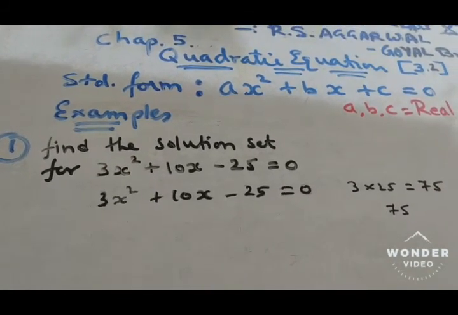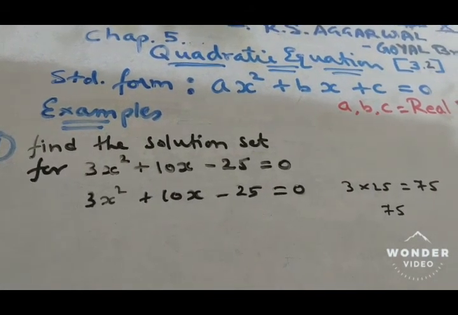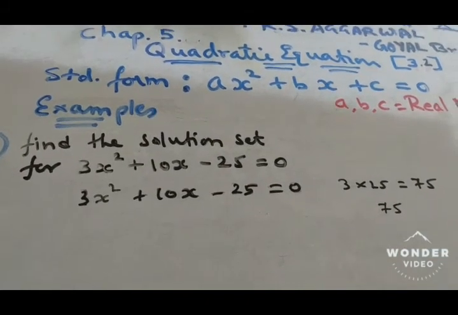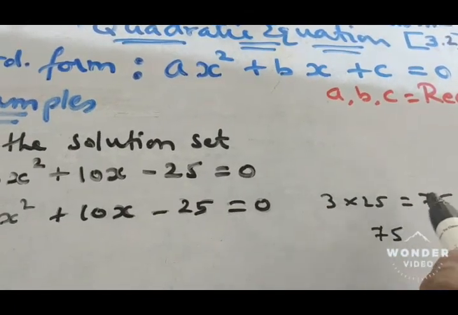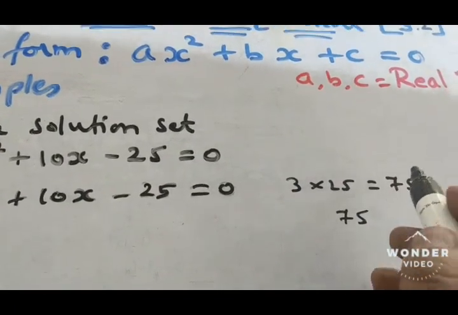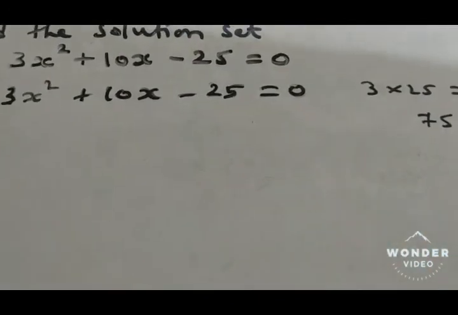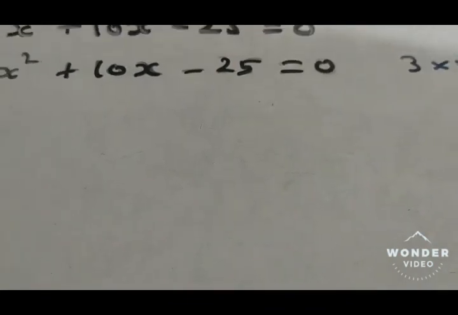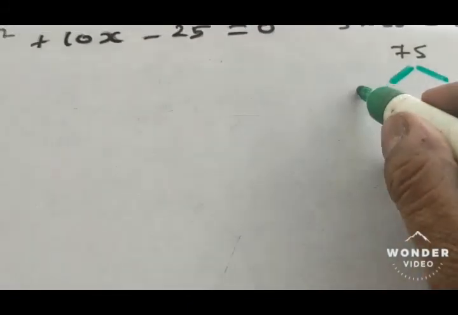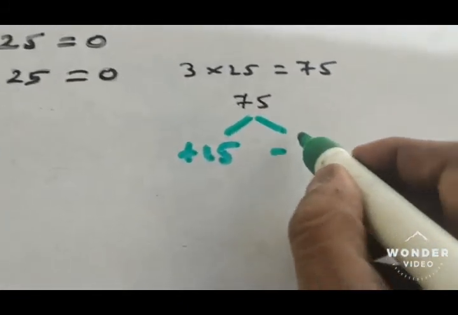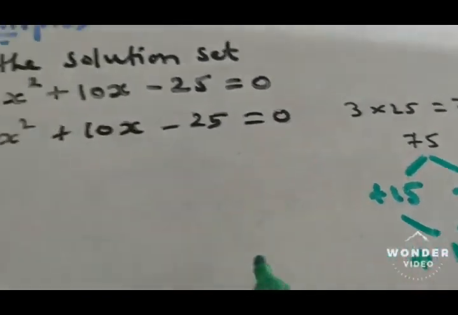If you have seen my episode 3.1, then in that one I have already talked to you about different methods of factorizing. Here we are using the multiplication of coefficient with the constant term. Here we get 3 multiplied by 25 is 75, and we require to split 75 in such a way that it gives us the middle term plus 10x. So here plus 15 minus 5 gives us plus 10. So here we are going to use it.